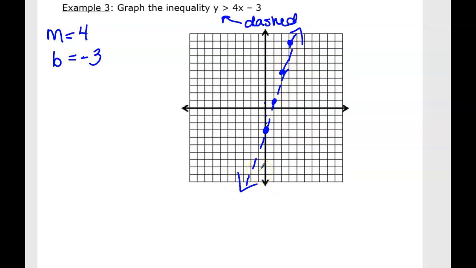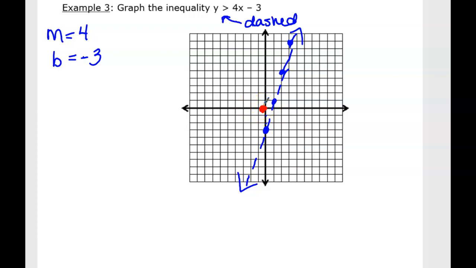Now I need to have a test point. I need to know which side of the line to shade. Since y is greater than 4x minus 3, I'm going to test the point 0, 0. What I mean by testing the point 0, 0, there's 0, 0. Notice it's not on the line.